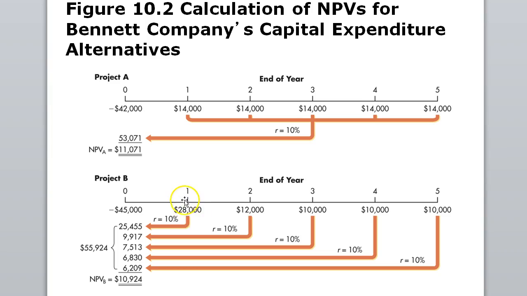If we look at Project B, since this is a mixed stream, we're going to find the present value of each of the cash flows. So this would be 10,000 divided by 1.10 to the 4th power, and this would be 10,000 divided by 1.10 to the 5th power. And you see that the money you receive in the 5th year is worth less than the money you receive in the first years. You'll see how the money becomes smaller the further in the future it is because of the discounting. So if we take our initial investment and add it to our cash flows, we find that our net present value for project B is $10,924. So we should accept, if they're mutually exclusive, project A. If they're independent, we should accept both.